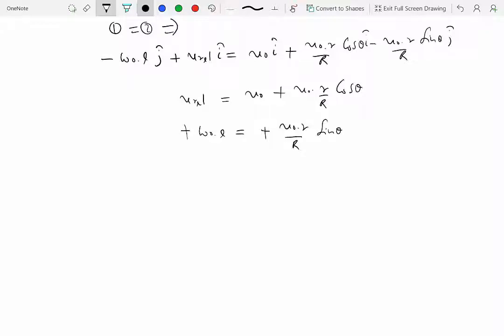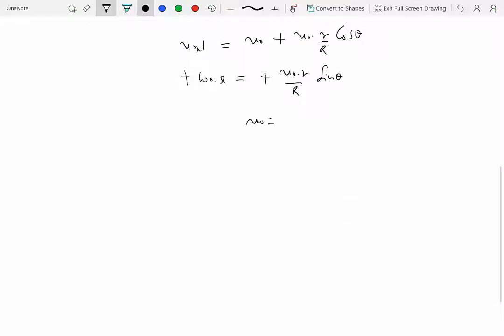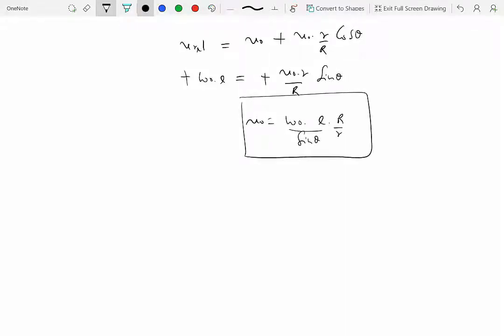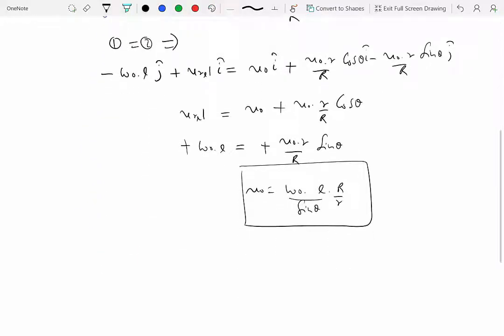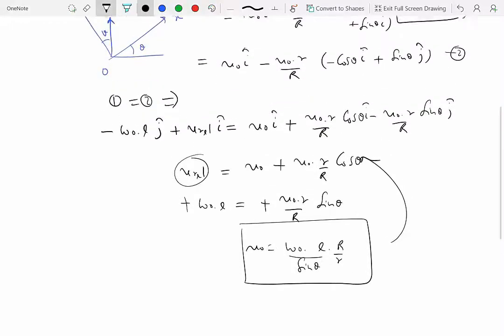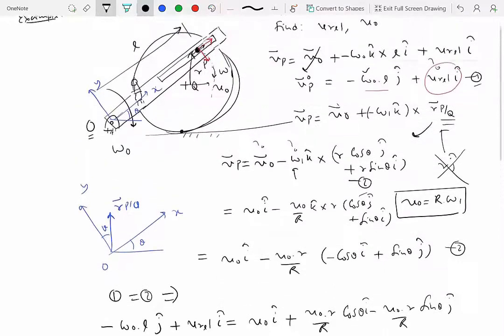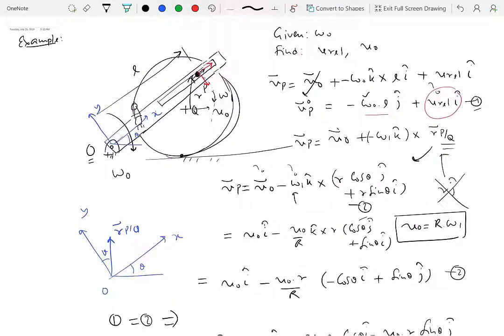So minus minus cancels. We get V0 equal to omega 0 times L times R over R divided by sine theta. So that gives you the velocity of the center of the wheel or the disk. Now we can substitute that in here, and that will give us the relative velocity. So we have two equations and only two unknowns, and we can solve for both of them. In reality, this problem isn't any different from the previous example that we did.